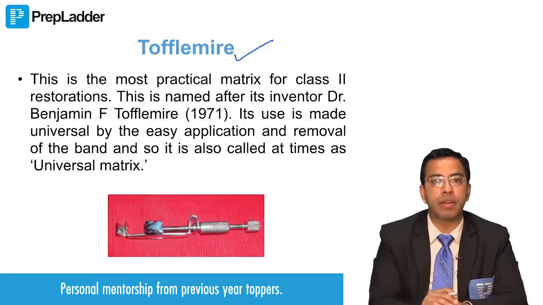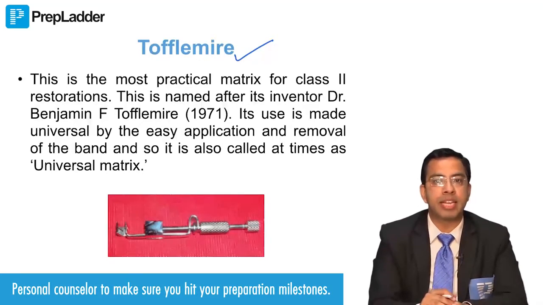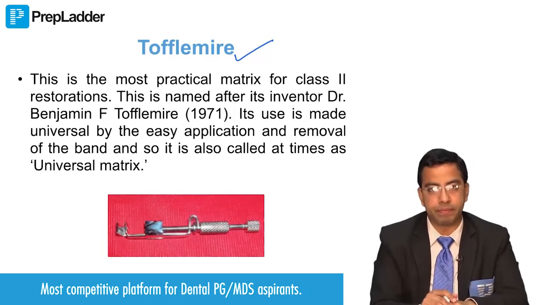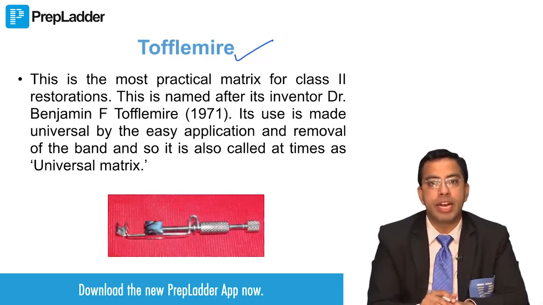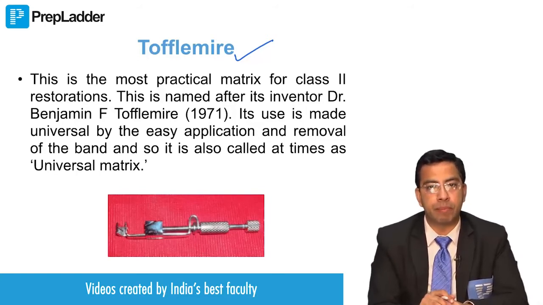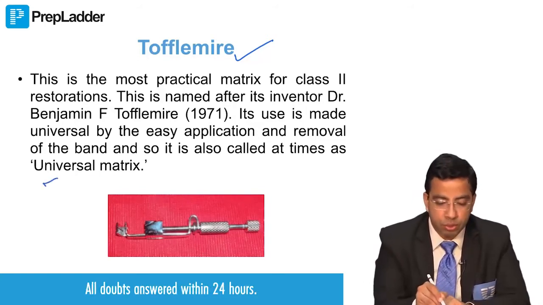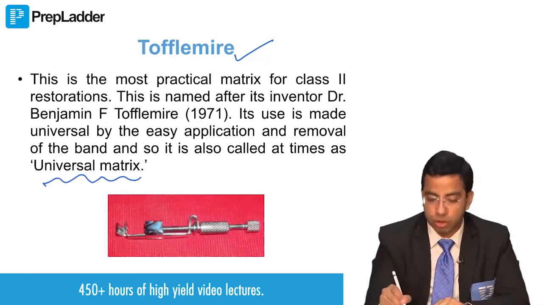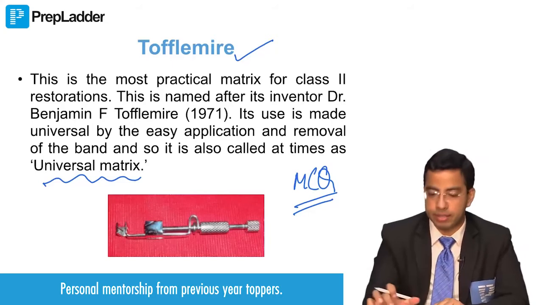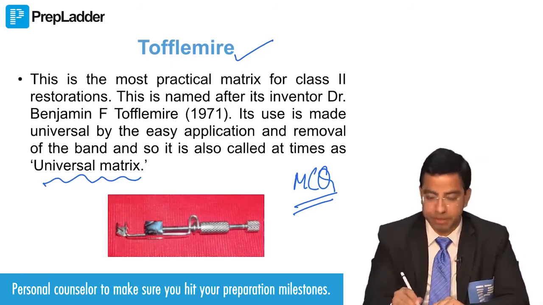Then is the Tofflemire. This is the most practical matrix for class 2 restoration. This is named after the inventor Dr. Benjamin F. Tofflemire, and hence the name Tofflemire. Its use is made universal by easy application and removal of the band. So, it is also called the universal matrix. Most commonly they ask you what is a universal matrix. The Tofflemire is called the universal matrix.